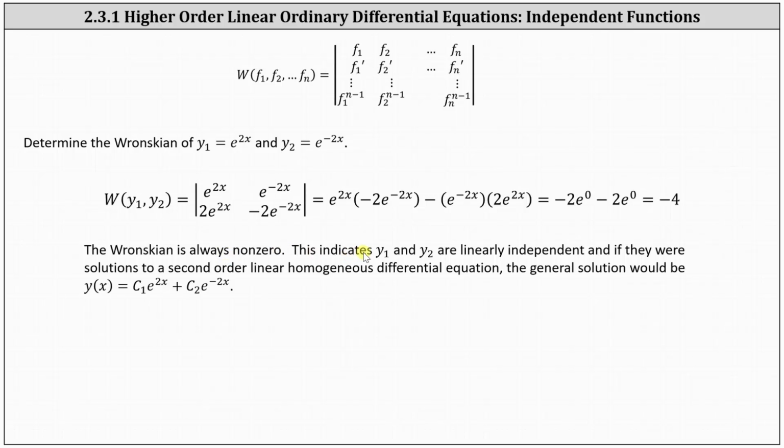This indicates that y sub 1 and y sub 2 are linearly independent, and if they were solutions to a second-order linear homogeneous differential equation, then the general solution would be the linear combinations of y sub 1 and y sub 2, meaning the general solution would be y of x equals c sub 1 times e to the 2x plus c sub 2 times e to the negative 2x.